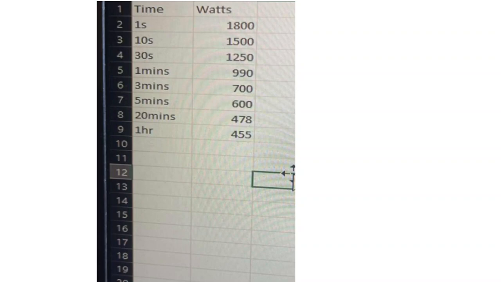I mean, that is absolutely ridiculous. A minute at 990, I haven't really seen many people go much more who aren't pure track sprinters. For reference, that's 12.7 watts per kilo.